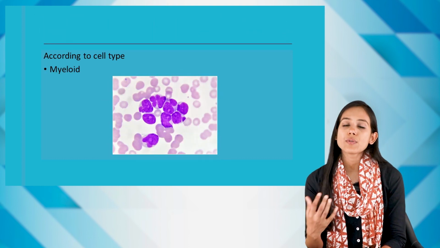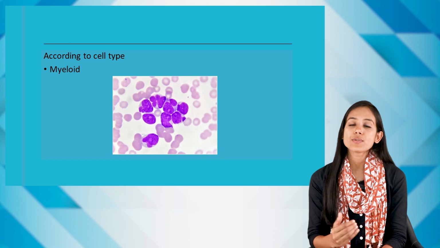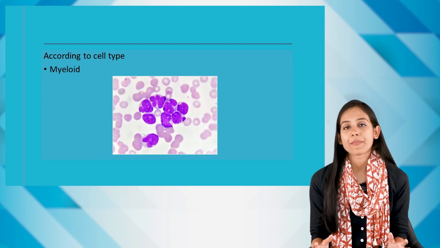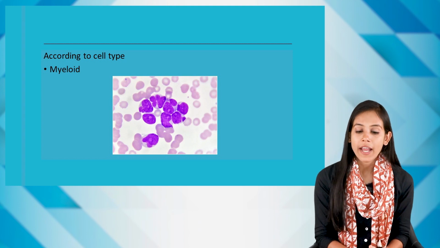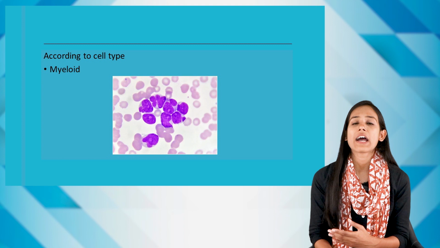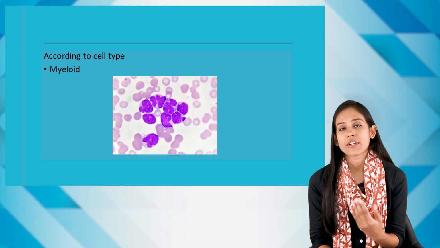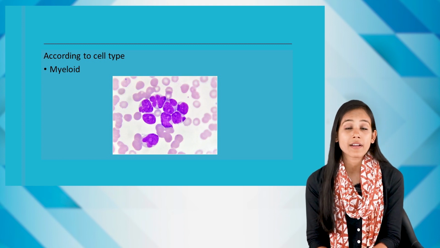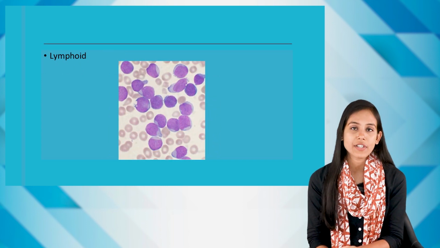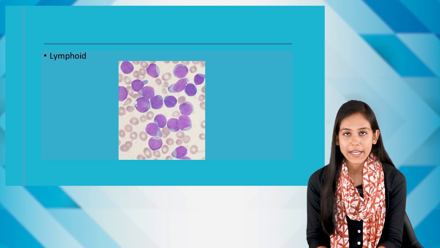Next is according to cell type. So according to cell type, we can again classify leukemia into two types, that is myeloid and lymphoid. For example, in myeloid we have different cells, such as erythroblast or megakaryoblast, and in lymphoid again we have different types of cells, that's lymphoblast and lymphocyte. So these are the classification or types of leukemia, we can say.